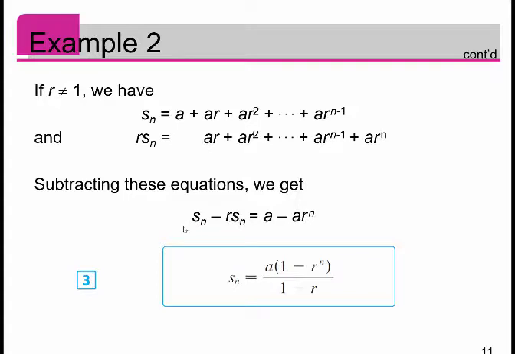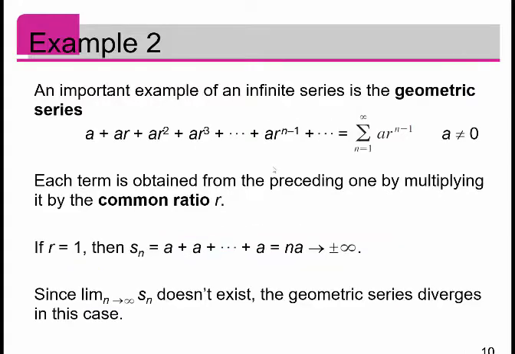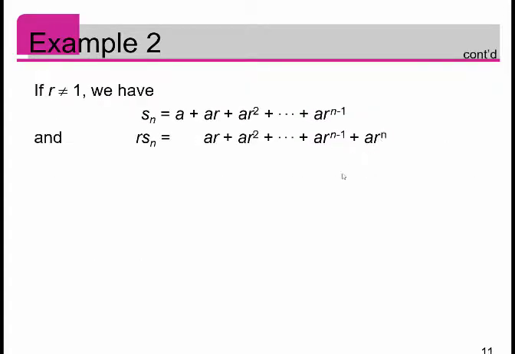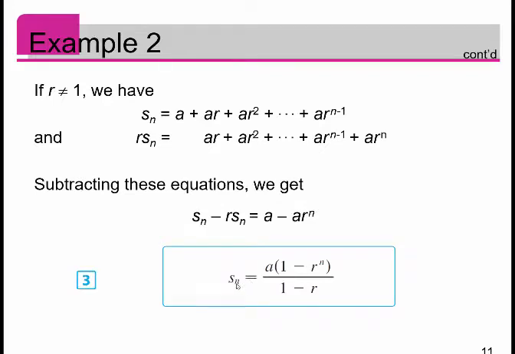Well, factoring out s sub n, the partial sum, we get s sub n times 1 minus r, dividing this over. So for these geometric series that are written like this, as long as r doesn't equal 1, the partial sum is always equal to a times 1 minus r to the n, divided by 1 minus r. So if I want the fifth partial sum, I would just replace n with 5 and r with whatever the ratio is.